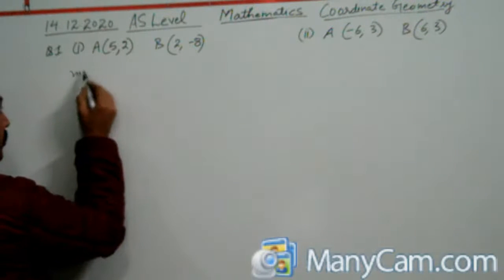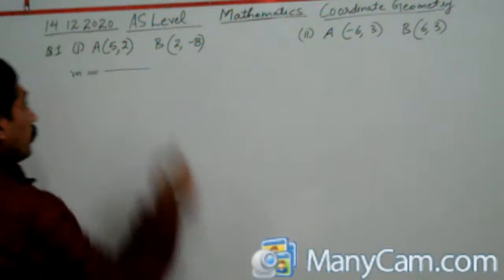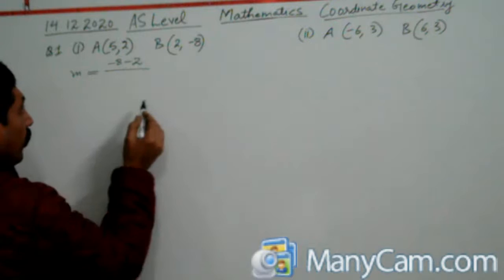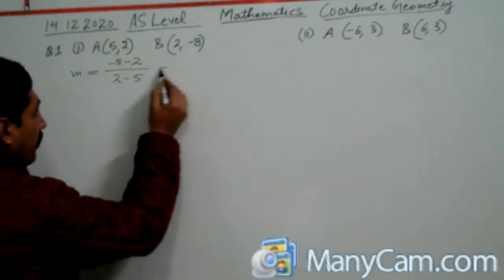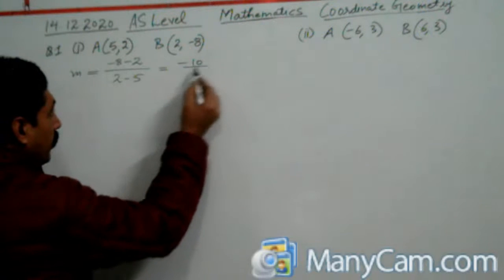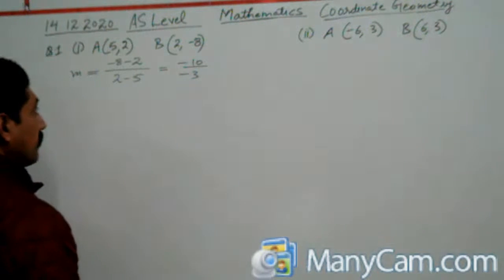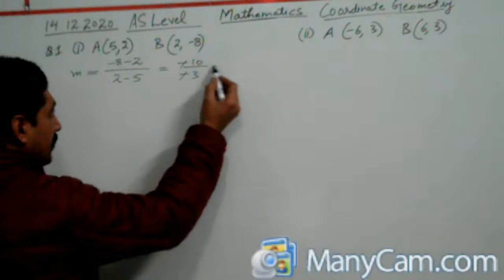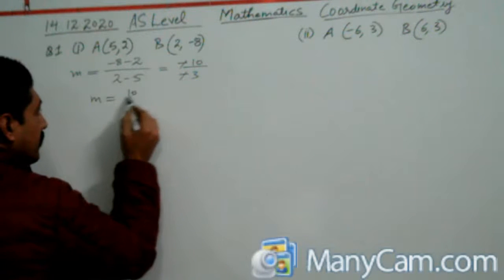So first we will find the gradient, that is M, we denote M. So it is y2 minus y1 upon x2 minus x1. So we have here minus of 10 upon minus of 3, right? So what is the gradient? Gradient is equal to 10 by 3.